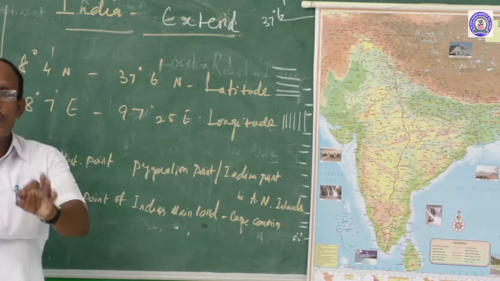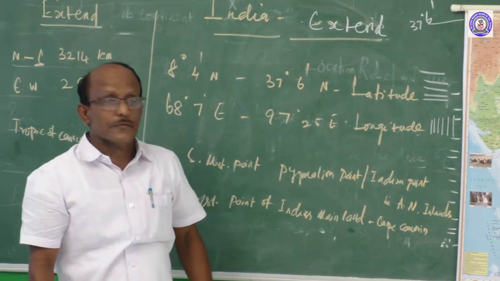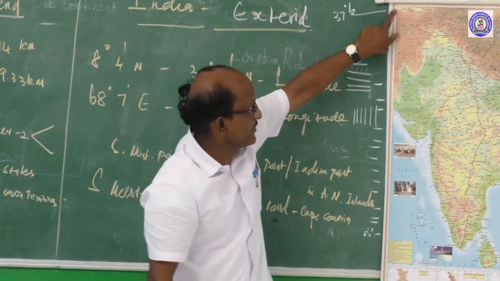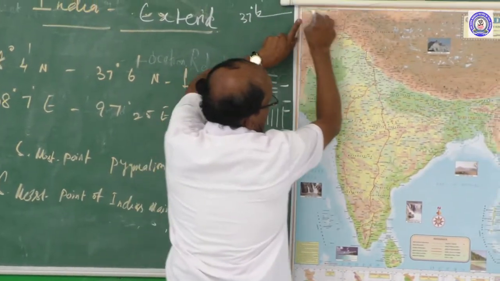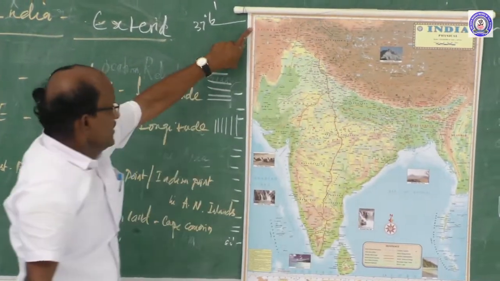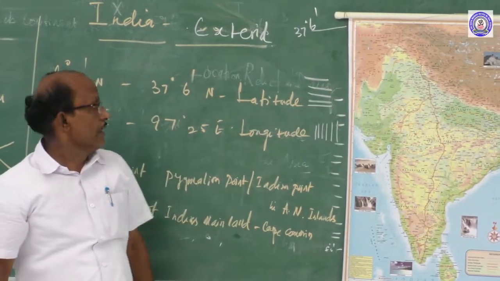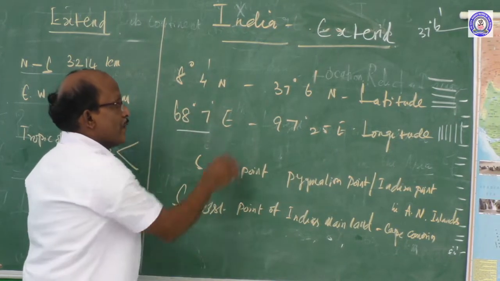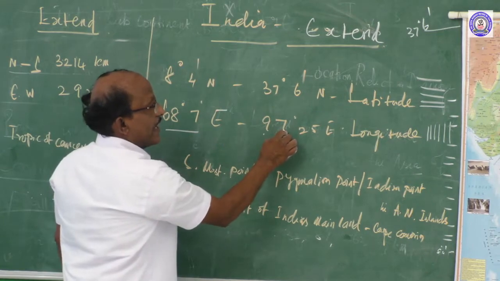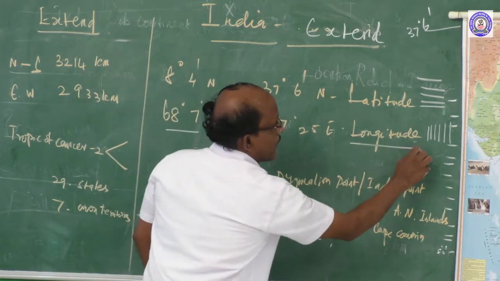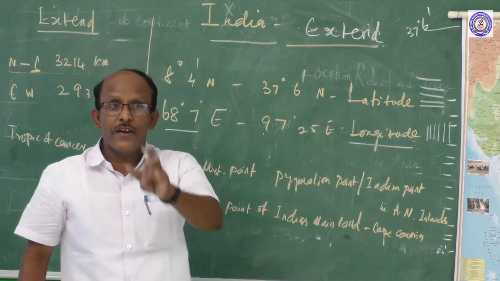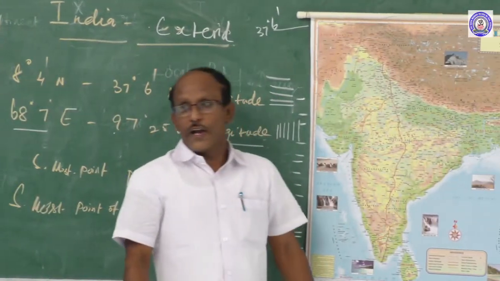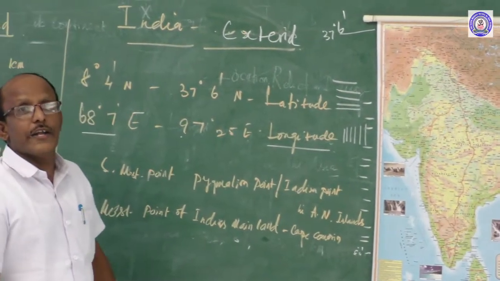This is the latitudinal extent of India: 8 degree 4 minutes north to 37 degree 6 minutes, with one line touching Jammu and Kashmir. And the longitudinal extent is 68 degree 7 minutes east to 97 degree 25 minutes east longitude. I already told you, the imaginary line which is drawn on the map from north to south is called a longitude. Now let's go for the longitudinal extent.